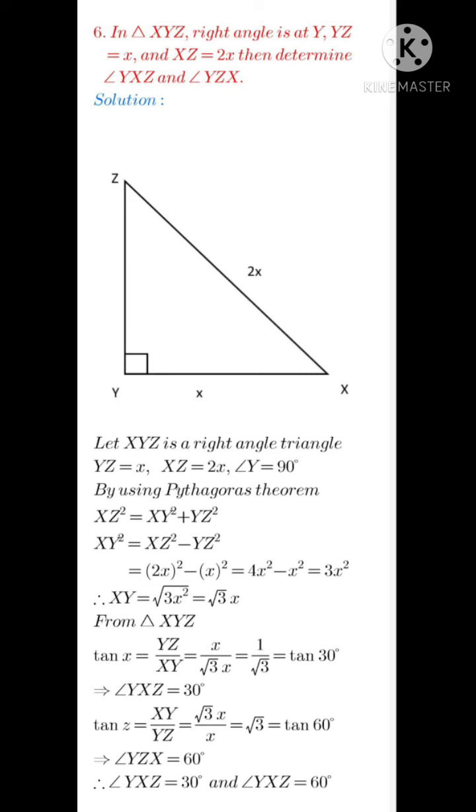So from triangle XYZ, tan X is equal to opposite by adjacent, that is YZ by XY, which is x by root 3 x. X cancels, 1 by root 3, that is equal to tan 30. And angle YXZ is equal to 30 degrees. Tan Z is equal to XY by YZ, which is root 3 x by x. X cancels, so that is equal to root 3, which is tan 60. Angle YZX is equal to 60 degrees. Therefore we get angle YXZ is equal to 30 degrees and angle YZX is equal to 60 degrees.